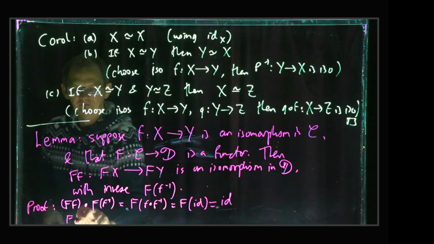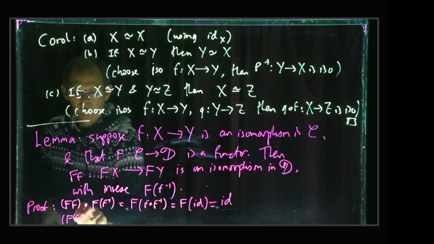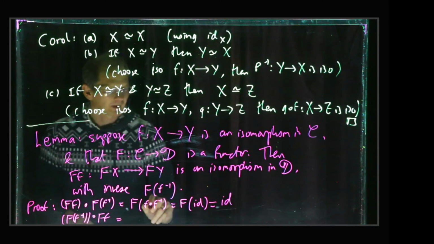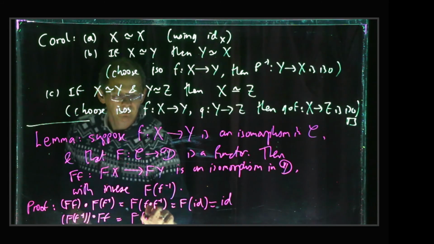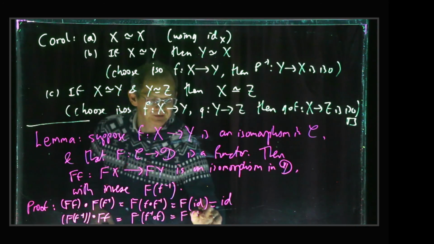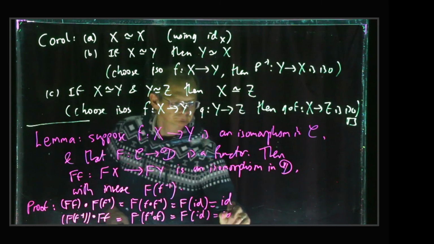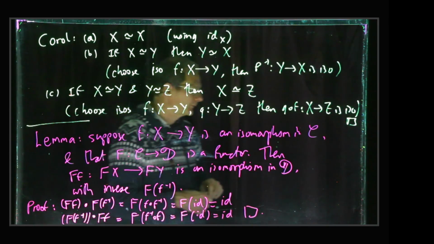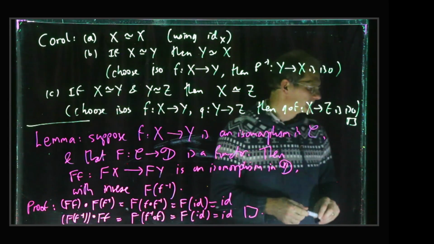And similarly, F of f inverse composed with F of f is F of f inverse composed with f, which is F of the identity, which is the identity again. So we see that functors send isomorphisms to isomorphisms.